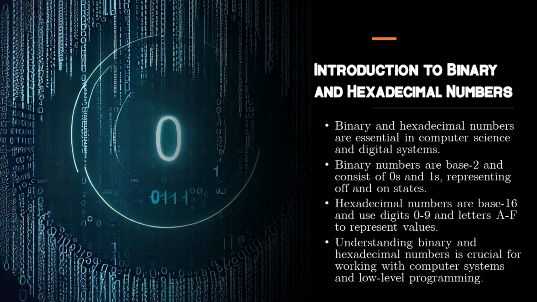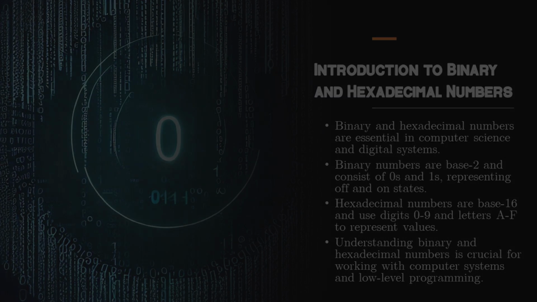Binary and hexadecimal numbers are fundamental in computer science. Binary numbers are base 2 and consist of zeros and ones, representing off and on states. Hexadecimal numbers are base 16 and use digits 0 to 9 and letters A to F to represent values. These number systems are widely used in computer systems, digital electronics, and programming. Understanding binary and hexadecimal numbers is crucial for working with data representation and manipulation at a low level.